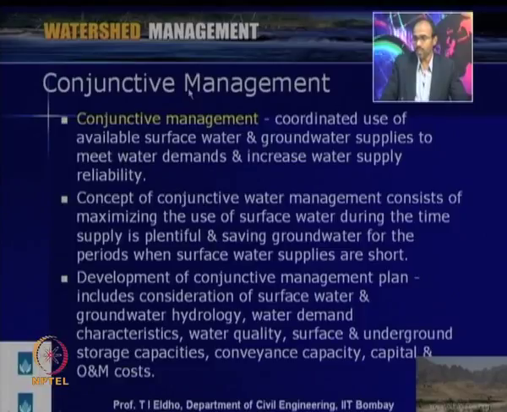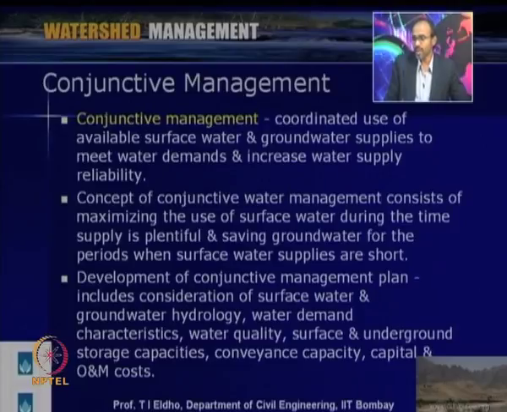Then conjunctive water management consists of maximizing the use of surface water during the time supply is plentiful and saving groundwater for the periods when surface water supplies are short. So, this is the essence of conjunctive management. In this we have to develop conjunctive management plans. As I mentioned, depending upon the watershed or depending upon the river basin, we have to consider various issues and then develop an appropriate conjunctive management plan.